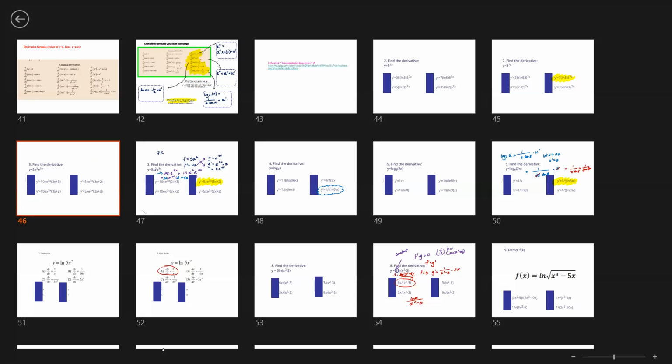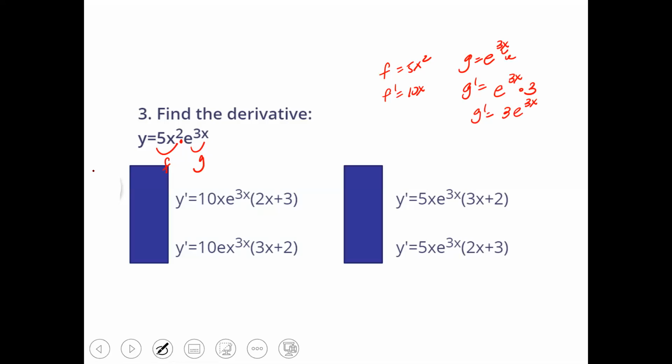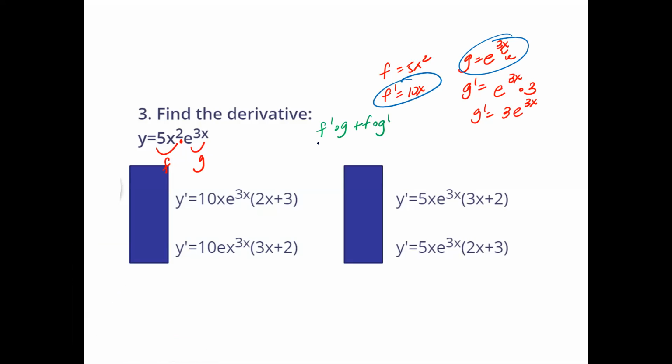So then we're going to do the product rule, which is f prime times g plus f times g prime. So f prime times g is going to give you a 10x e to the 3x, plus f times g prime. The 5 and the 3 gives you a 15x squared e to the 3x.